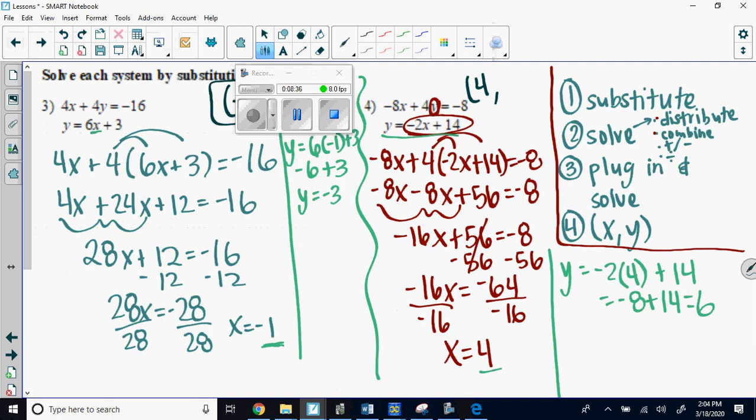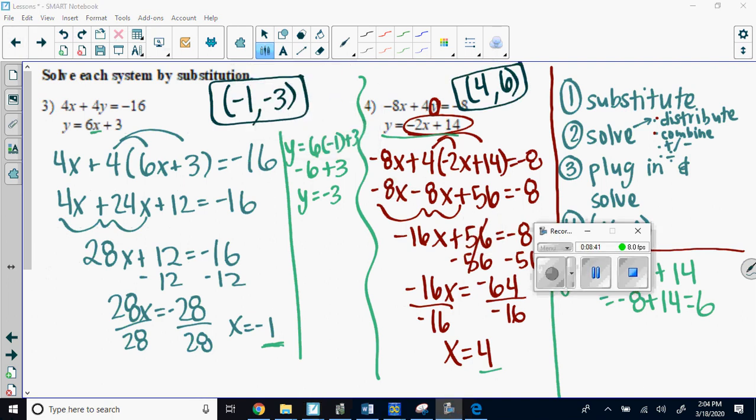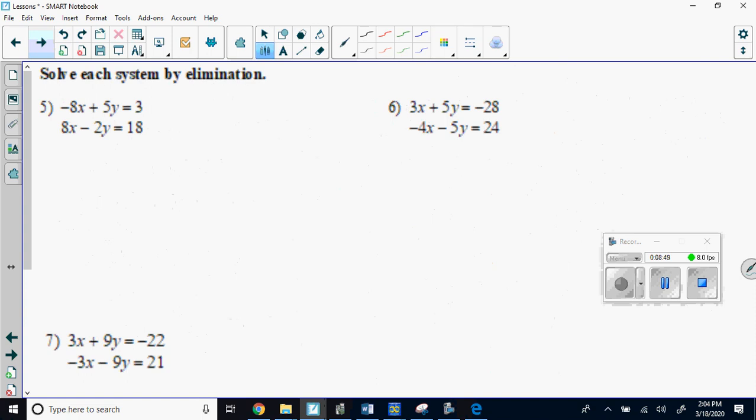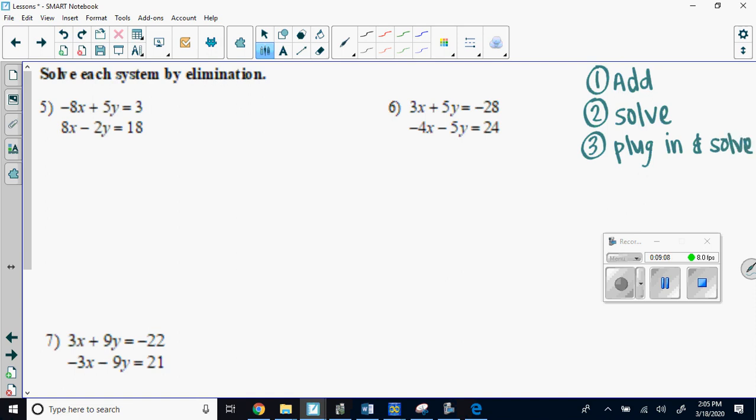Okay. And there's our answer for substitution. So let's do a couple of elimination ones now. In my opinion, elimination is easier than substitution. The steps for elimination, I've got them all set up, so your first step is to just add straight down. Step 2 will be to solve. Step 3 will be to plug in and solve for the other variable. And step 4 will be to write it as an ordered pair. So they're very similar steps to substitution. You just start out different.